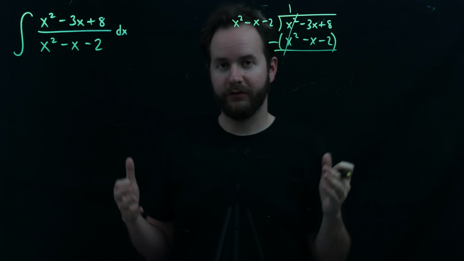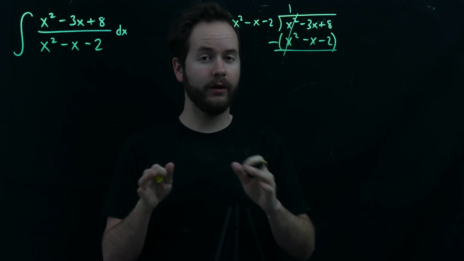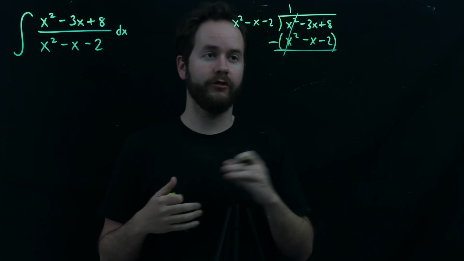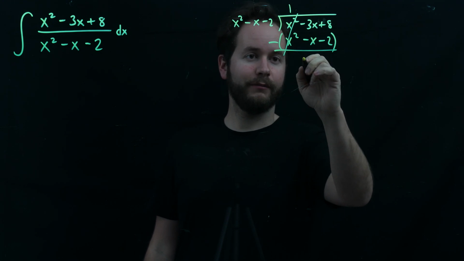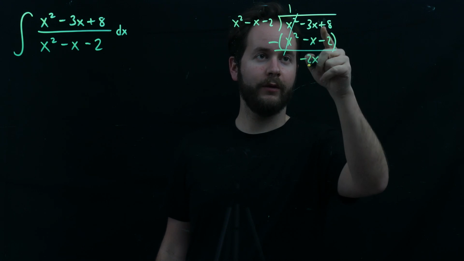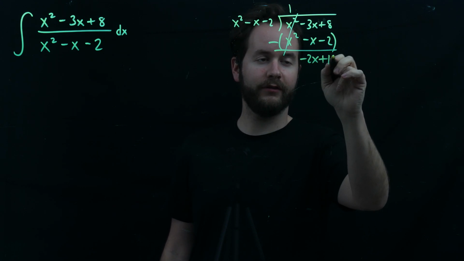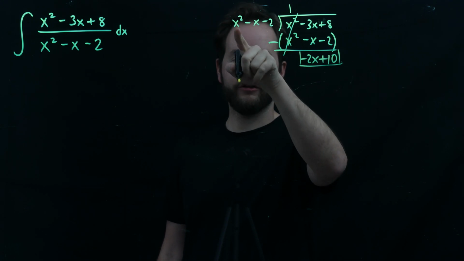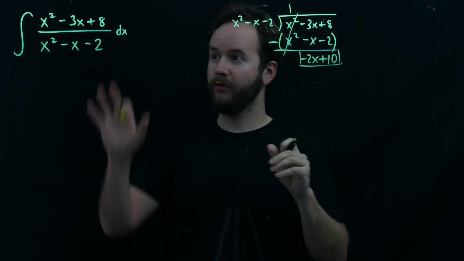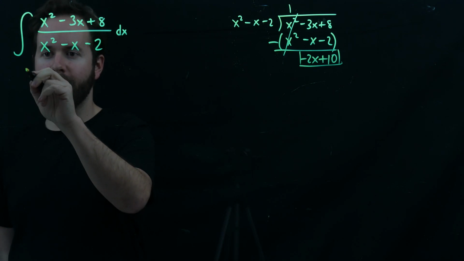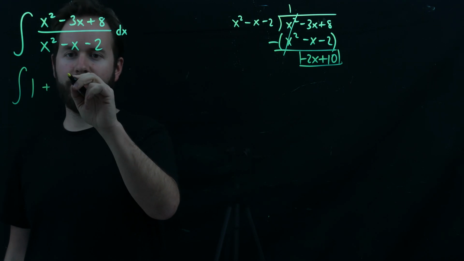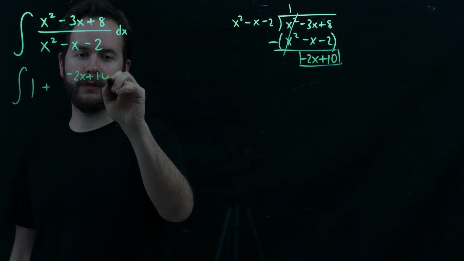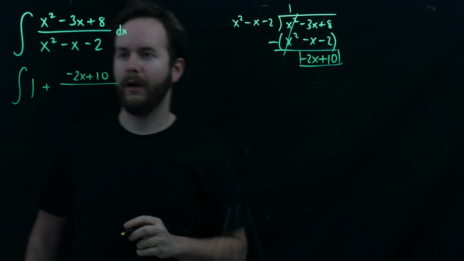I know I might be kind of glossing over this long division, so if you feel unfamiliar with it, you might want to watch another video that shows you how to do it, so I'm kind of speeding through it. Negative 3x minus negative x makes negative 2x. And then we have 8 minus negative 2, which is plus 10. So this is our remainder because x squared does not go into negative 2x plus 10. So this partial fraction over here can be rewritten as the integral of 1, that was our quotient, plus the remainder of negative 2x plus 10 over x squared minus x minus 2.